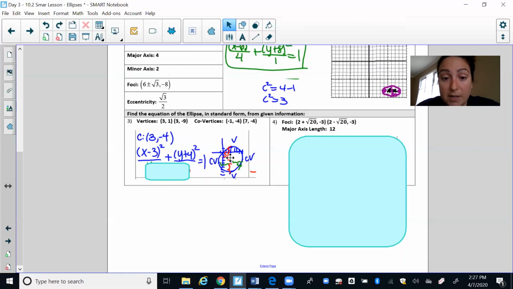And then from my center, I went up, down 5, because from my center, 3, -4, I went up 5 to get to 3, 1, down 5 to get to 3, -9. So the number underneath y squared is going to be 25, because 5 squared is 25. And there we go. There's our answer.